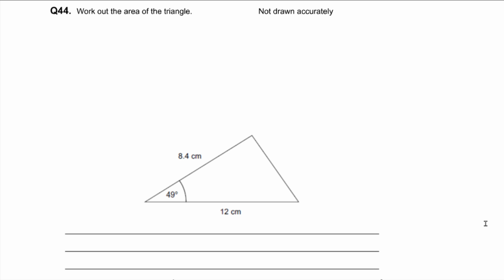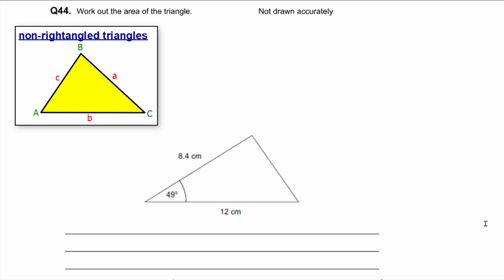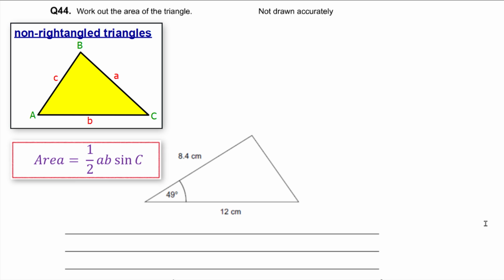Question 44, work out the area of the triangle. So now we're going to be using our trigonometric area formula. It says area of a triangle is half ab sine C. Now to find the area of a triangle using trigonometry, you need two sides and the included angle. It's always the angle between the two sides that you know, and that's what I've been given here. I know this side, I know this side, and I know that angle between them. So I can use the formula here.